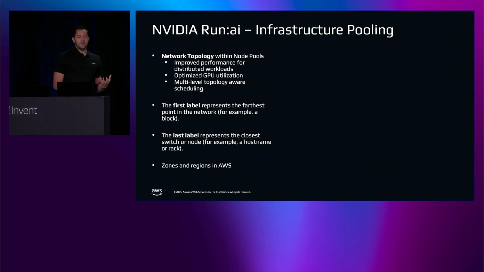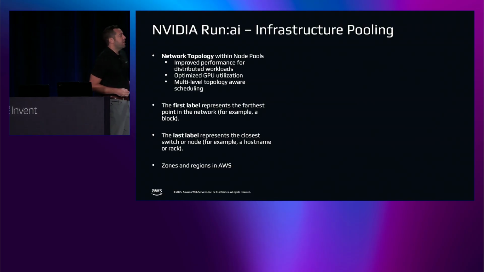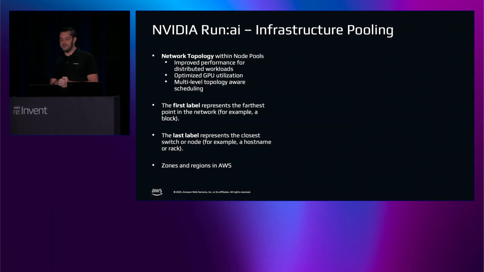So the core of how that's done is driven by network topology. This is a concept that we first developed for EKS. The idea here is to improve performance for distributed workloads, or workloads that need to intercommunicate within a cluster. The other core is optimizing GPU utilization, right? If you remove a lot of those networking bottlenecks or slowdowns on the back end, you're obviously going to be able to feed the GPUs at a better rate and get better GPU utilization.